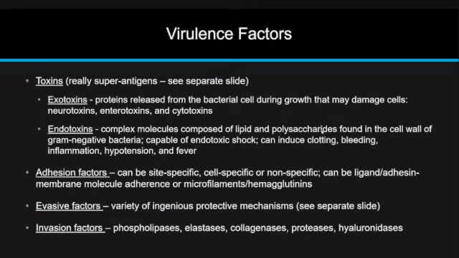Virulence factors, we've talked about toxins. They're really super antigens, okay? And I'm gonna go over that. Exotoxins, they're released from the cell. Your endotoxins are that LPS that are in the cell wall of your gram-negative, okay? And so, these are inherent to the bacteria themselves. They don't have to make anything, manufacture anything, release anything.